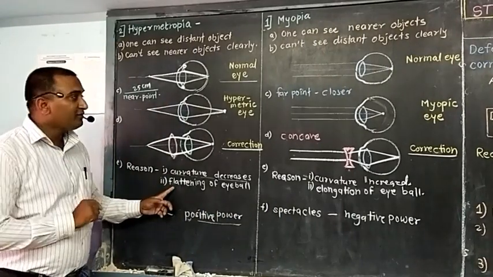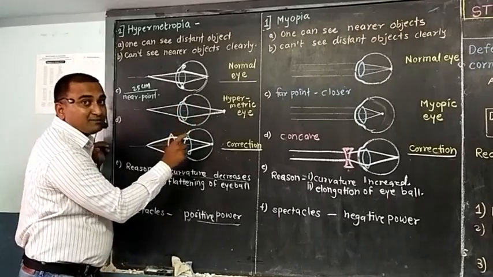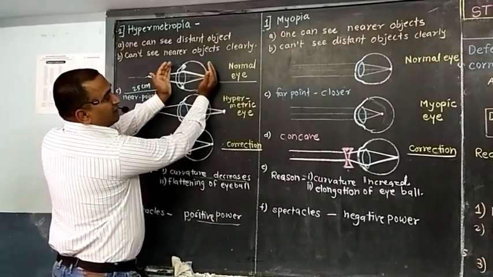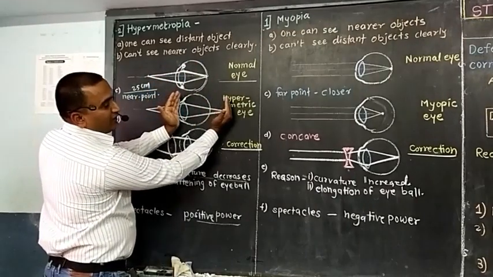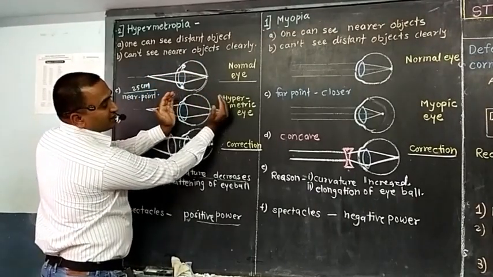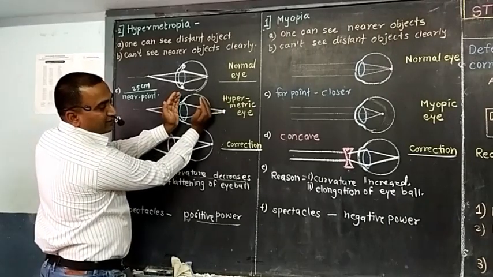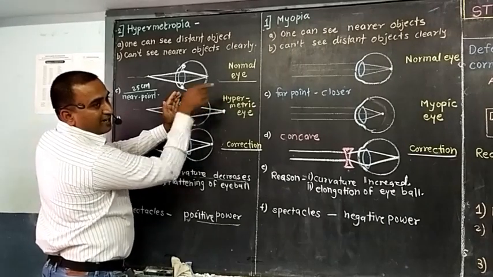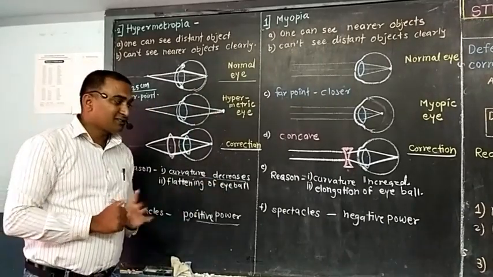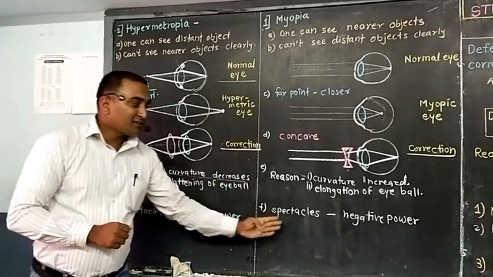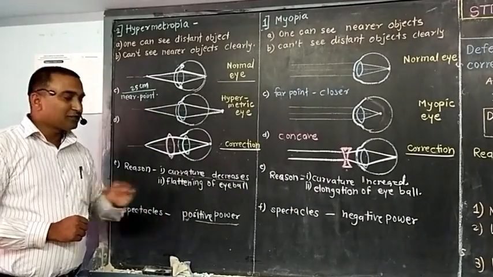Flattening of the eye means that the eye was actually maintaining its shape, but because of some illness there is shrinking of the eyeball. As the eyeball shrinks or flattens, see here, this is the original eyeball, the focus is maintained behind the retina, so flattening of the eyeball is also a reason. Spectacles used are of negative power in myopia and positive power in hypermetropia.